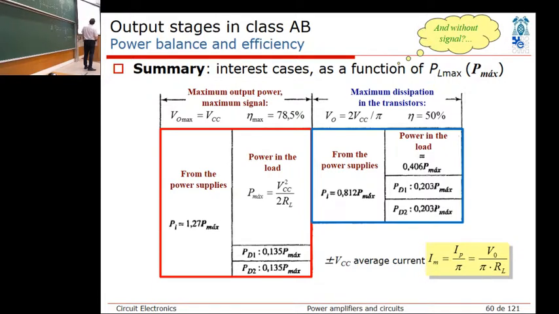And then there's a signal. And without signal, what happened without signal? What was the power in load? 0. And what was the power in transistors? 0. So what is the power in supply? 0. So it doesn't heat the room. Good.